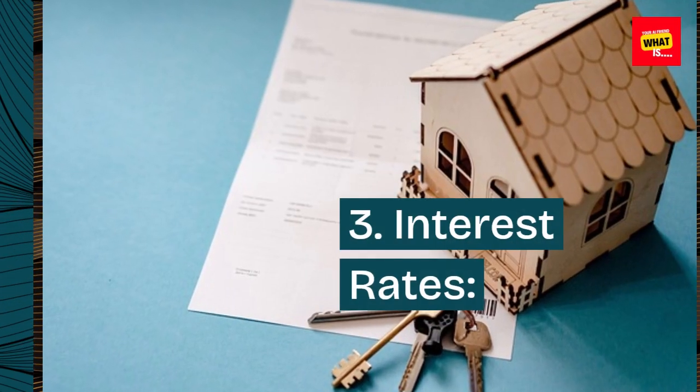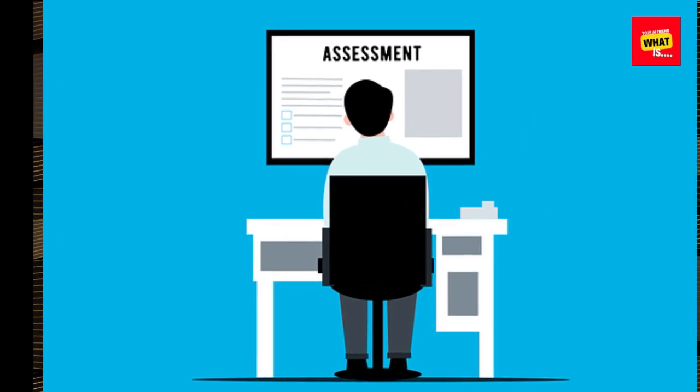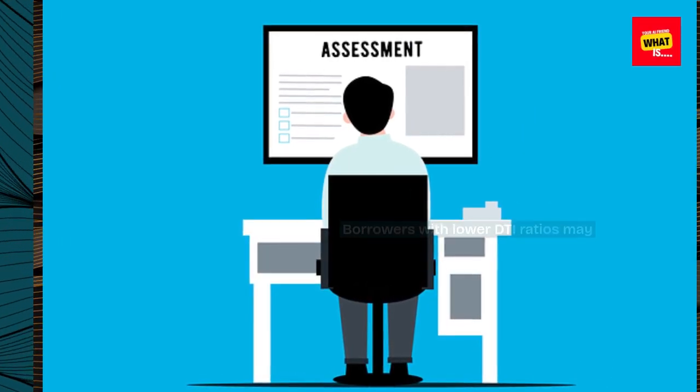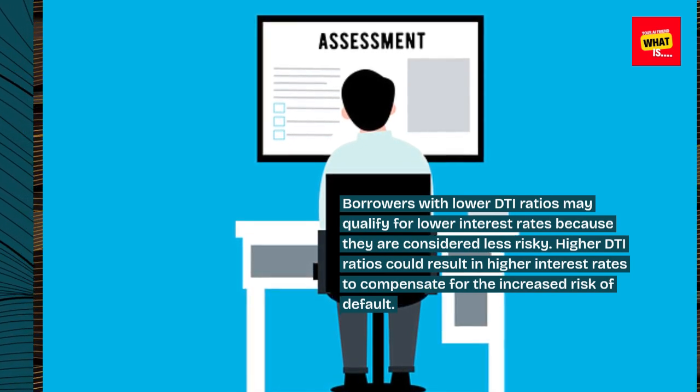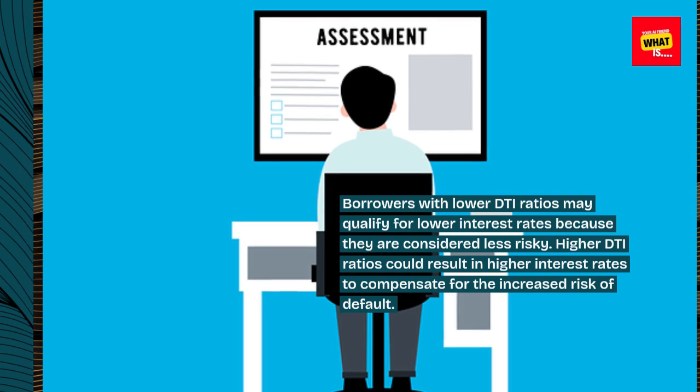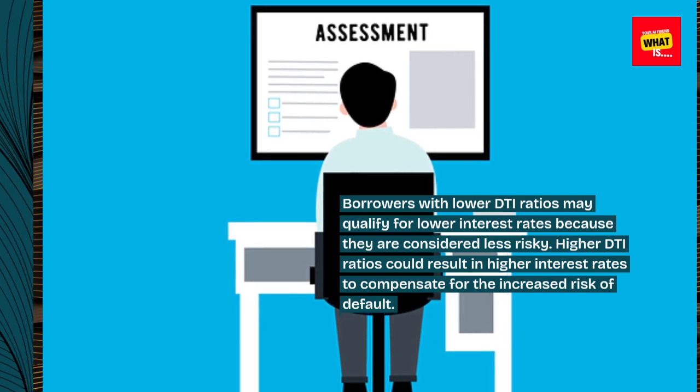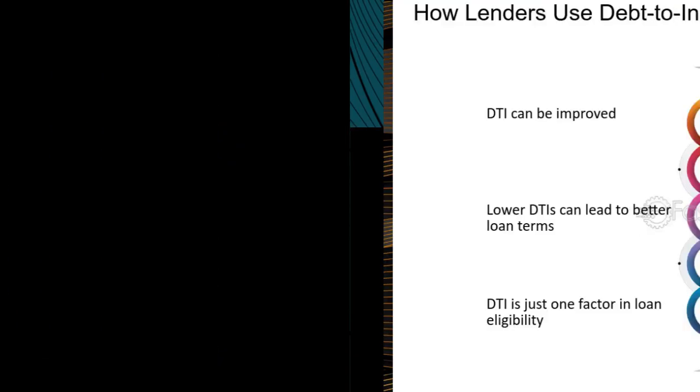3. Interest rates. Borrowers with lower DTI ratios may qualify for lower interest rates because they are considered less risky. Higher DTI ratios could result in higher interest rates to compensate for the increased risk of default.